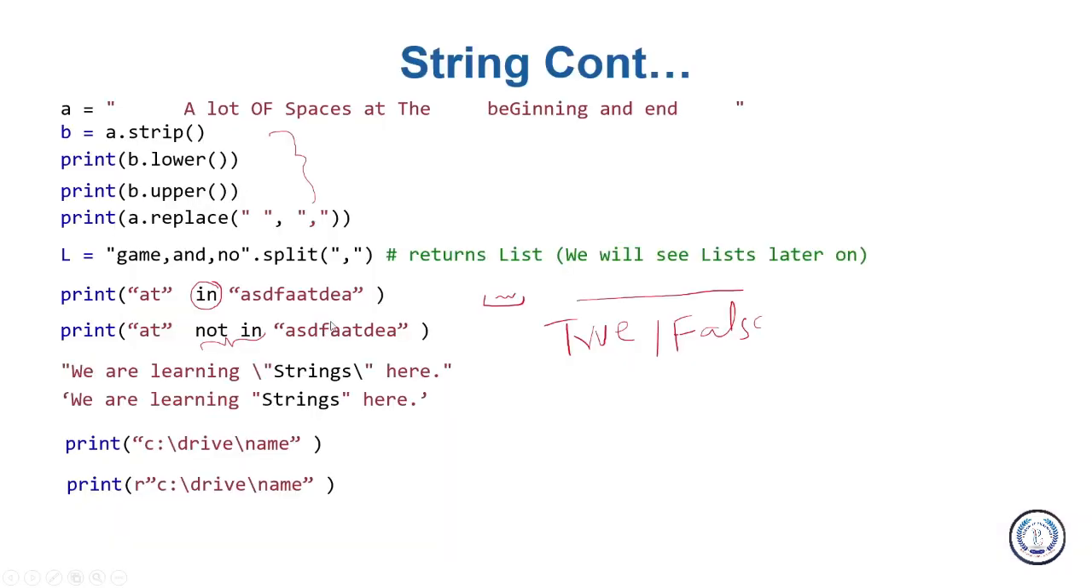One more thing that I want to talk about: what if your goal is to print the following? Let's say you want to print, we are learning string here, and you want the string to appear in double quotes. Let's say you want to print this. You want this string to appear in double quotes.